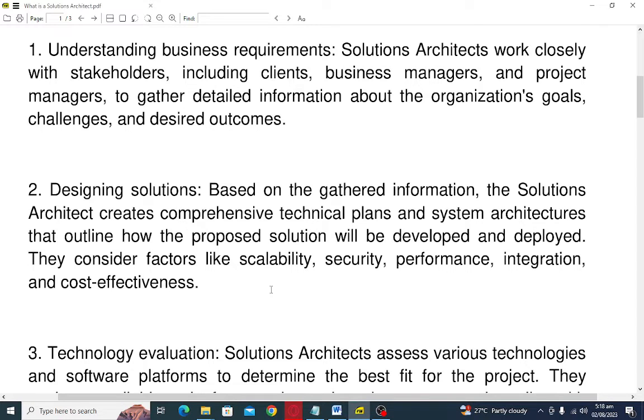Number two, designing solutions. Based on the gathered information, the solutions architect creates comprehensive technical plans and system architectures that outline how the proposed solution will be developed and deployed. They consider factors like scalability, security, performance, integration, and cost effectiveness.